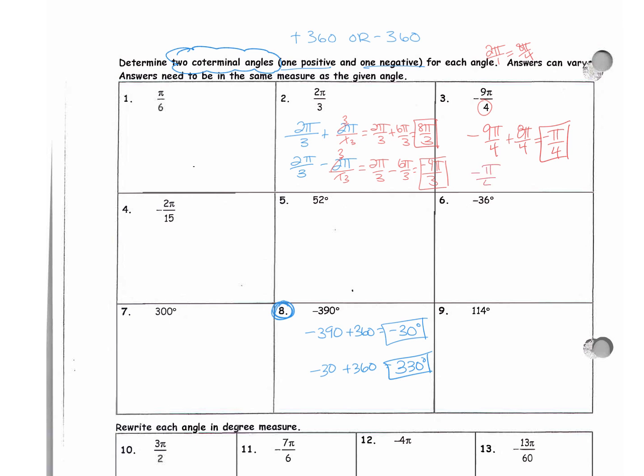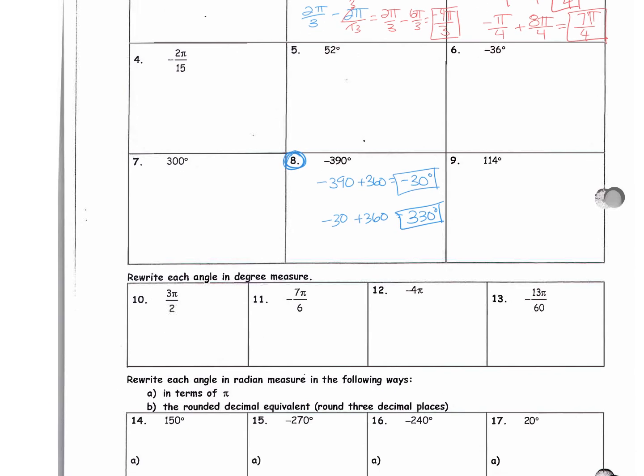And now I'm going to add another rotation, another 2 pi to it in the form of 8 pi over 4. And I'm going to get 7 pi over 4. That's going to be my positive coterminal angle. Let's jump down here and take a look at 10.